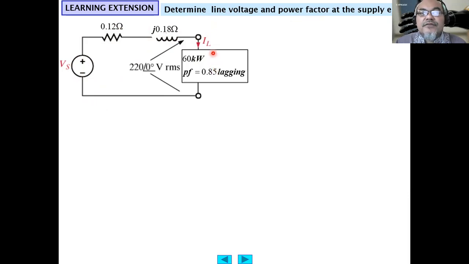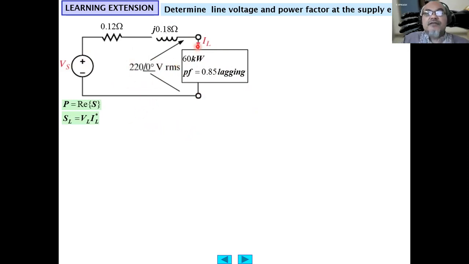Okay, so we have to determine IL. Then by multiplying IL with the impedance of the line, we will obtain the line voltage. Then to obtain the power factor at the supply end, we have to determine the angle. We have to determine VRMS at the source, including the angle theta V, and we subtract the theta I of the current IL from theta V. Then we take the cosine of that angle difference, theta V minus theta I.